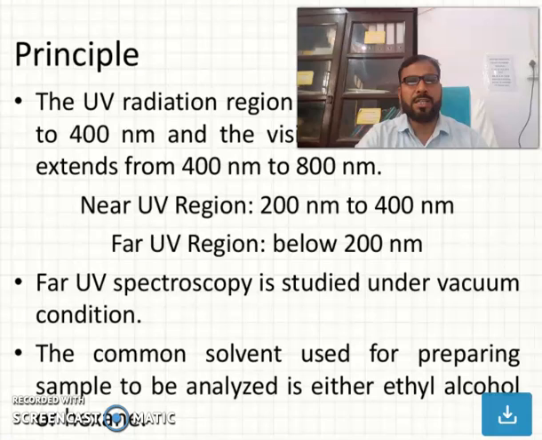The UV radiation region extends from 10 nanometer to 400 nanometer, and the visible radiation region extends from 400 nanometer to 800 nanometer. You also know about near UV regions, 200 nanometer to 400 nanometers, and far UV regions below 200 nanometers. Far UV spectroscopy is studied under vacuum conditions. The common solvent used for preparing the sample to be analyzed is either ethyl alcohol or hexane and other solvents.